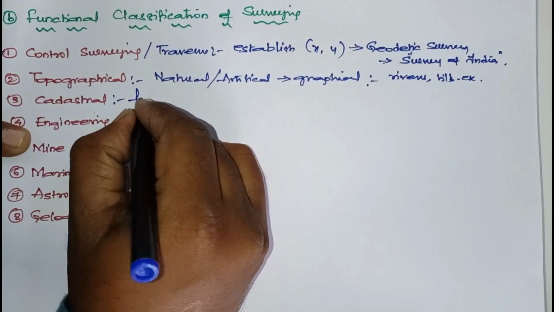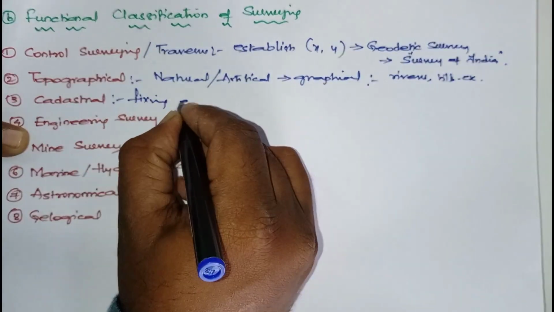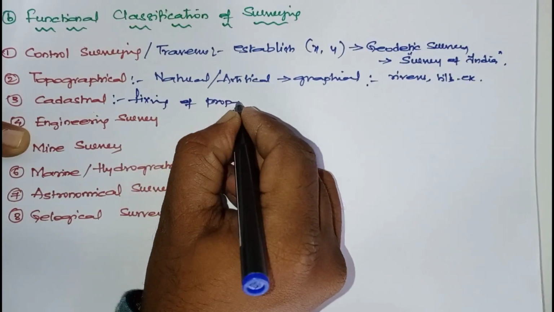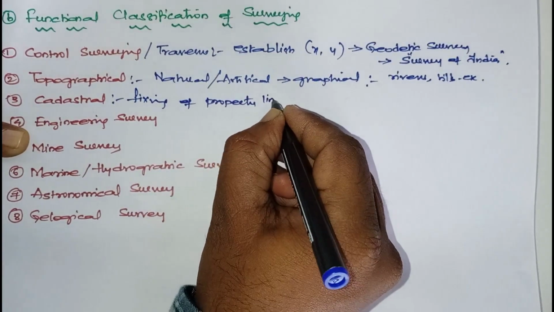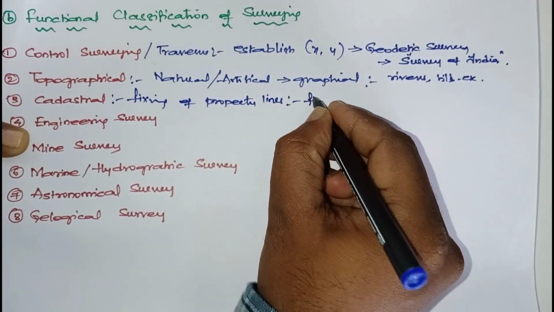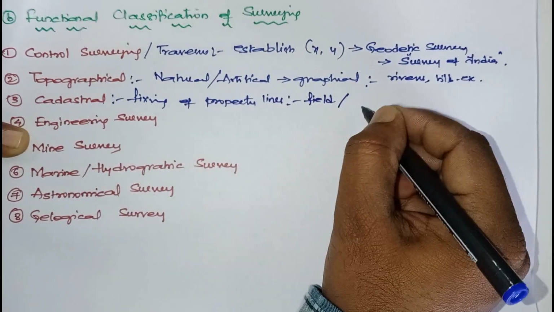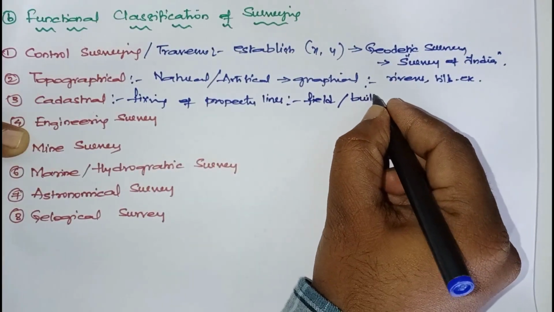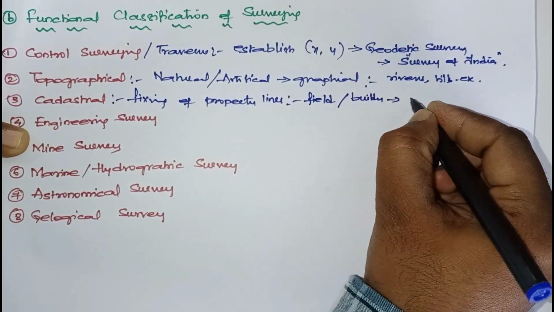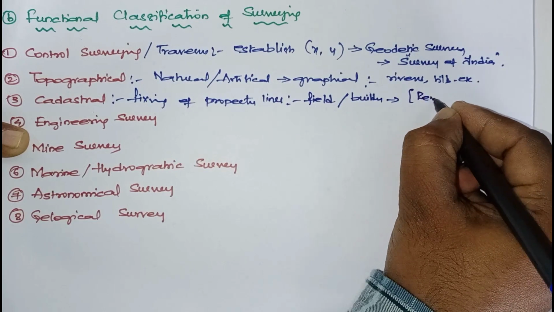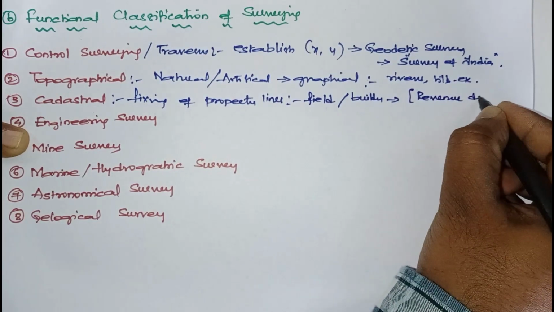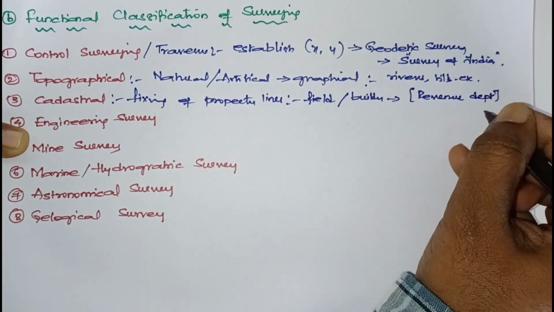Next, cadastral. What do you mean by cadastral? Fixing of property lines, which means boundaries: the boundary of a field, and the boundary of buildings. Who will be performing it? The Revenue department will be performing this type of survey.